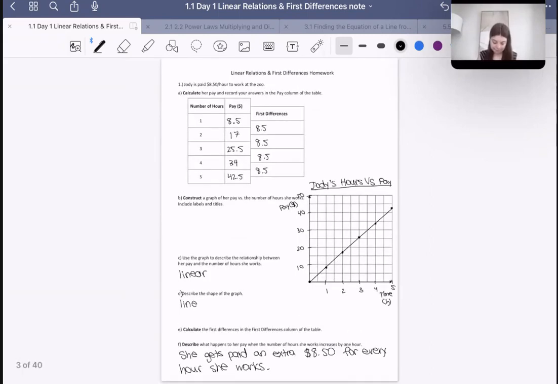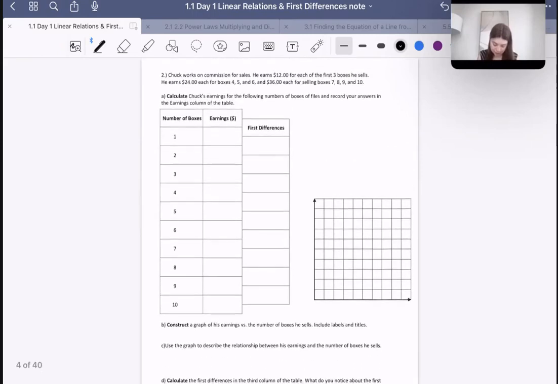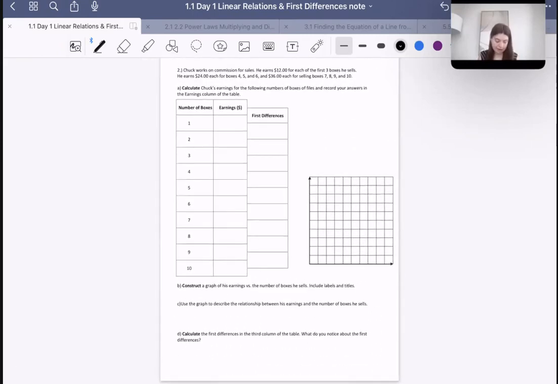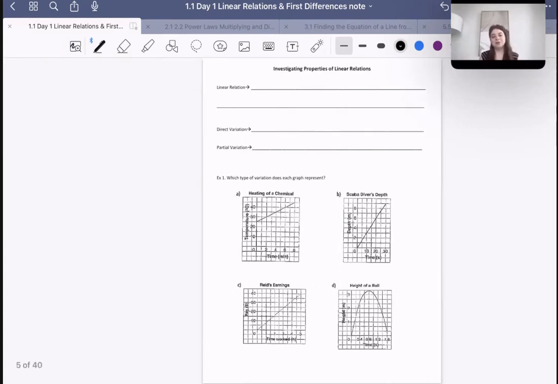Okay, so the second one, I leave this one to you. We may take this up next time at the beginning of day 2, but I'm not going to take it up here because I would like for you to try this one for yourself, and we may take it up next day, possibly. Also, next day, we're going to talk about more properties of linear relationships as well.